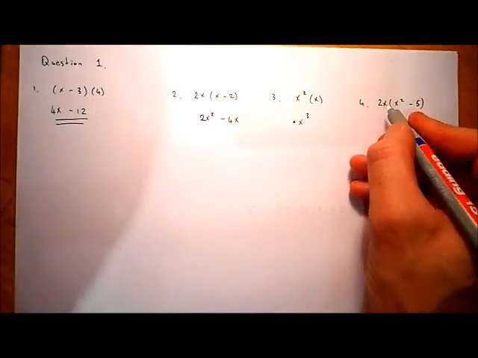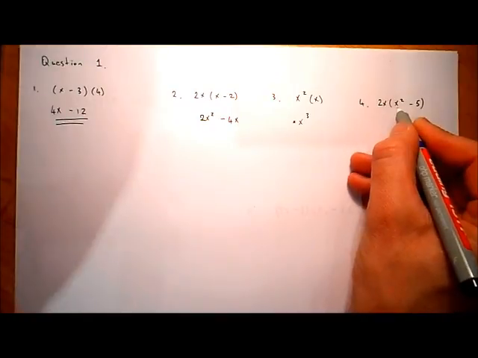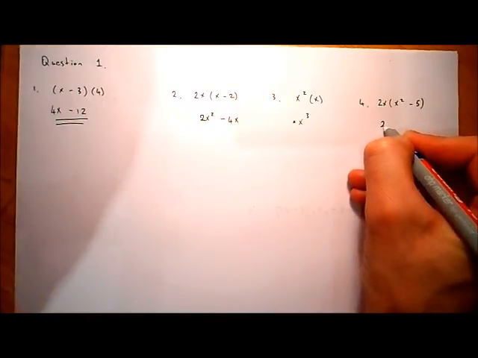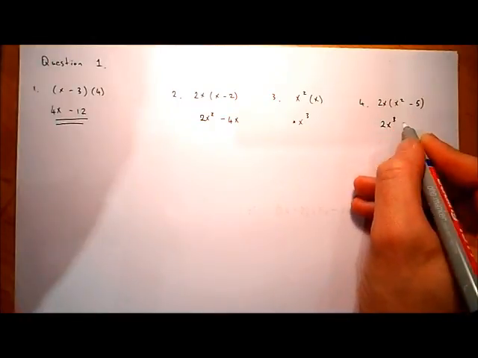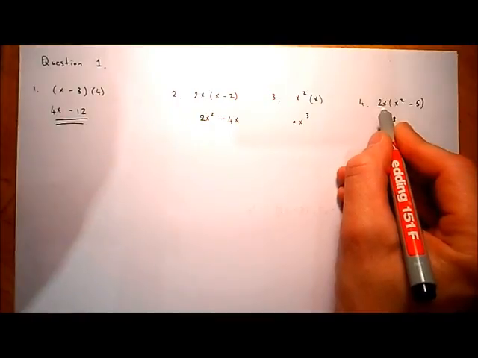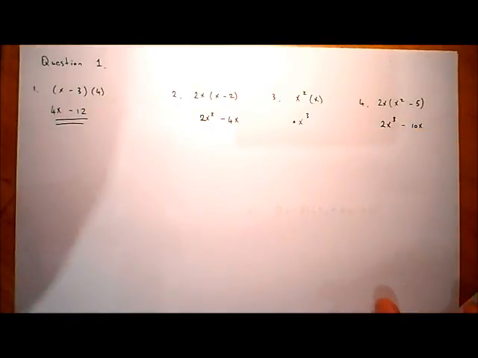The fourth one, we're multiplying 2x by x squared minus 5. So 2x times x squared, well, x by x squared is x cubed, and then we have the 2. So that's 2x cubed. So we just write the power of 3 up here. That's what cubed means. And 2x times minus 5 is minus 10x.